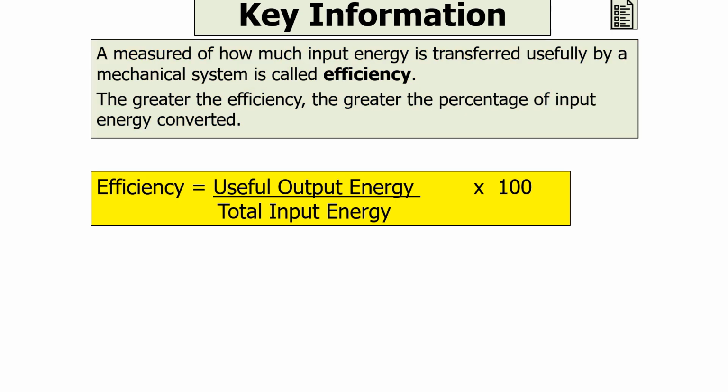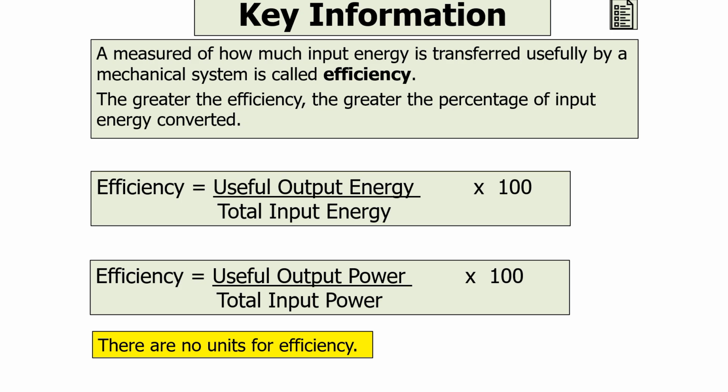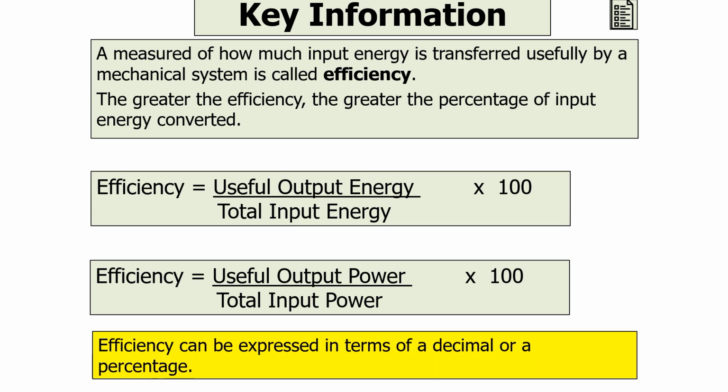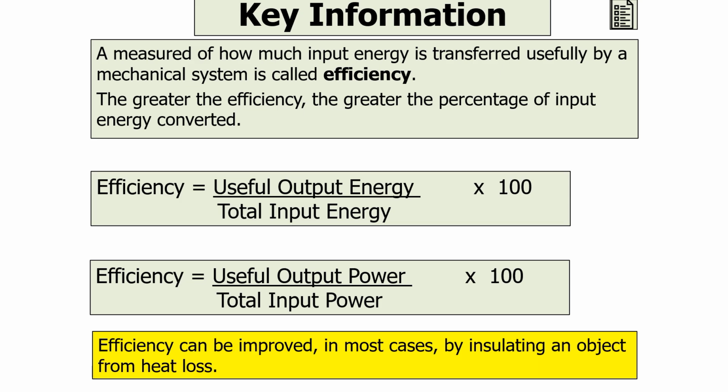So we can say that efficiency is equal to the useful output energy over the total input energy times 100, or conversely, efficiency is equal to the useful output power over the total input power times 100. Please note there are no units for efficiency, and efficiency can be expressed in terms of a decimal or a percentage. Now, due to the conservation of energy, efficiency can never be higher than 100% or 1.0. Now, the efficiency of machines or processes can be improved in most cases by insulating an object from heat loss.